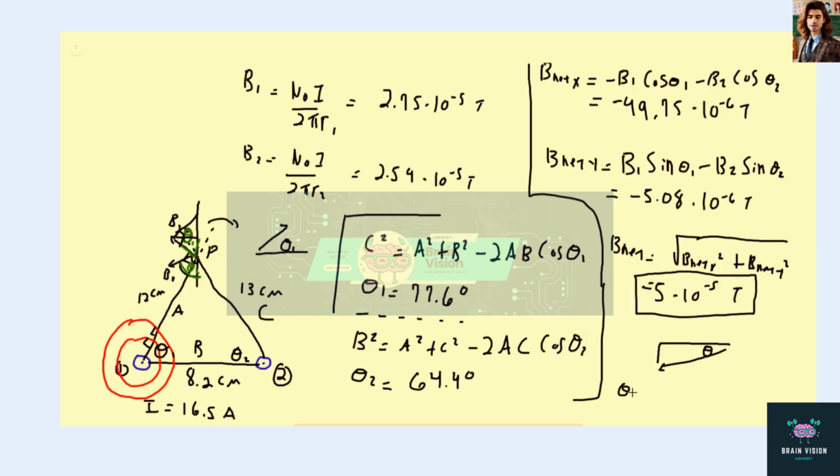That angle should just be the inverse tangent of the opposite side, so the magnitude of B net y, over the adjacent side, the magnitude of B net x. And that should come to be 5.83 degrees. And so as we've defined it here, we would say the magnitude of this field is 5 times 10 to the minus 5th Teslas, and its angle is 5.83 degrees below the negative x-axis.